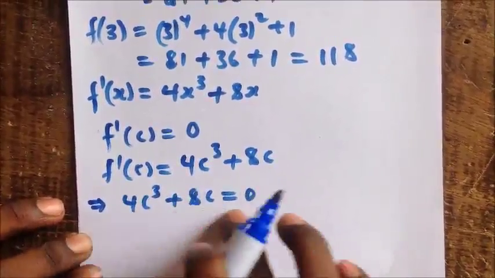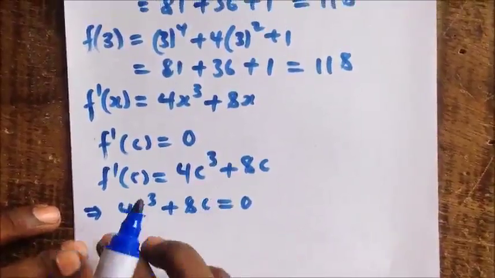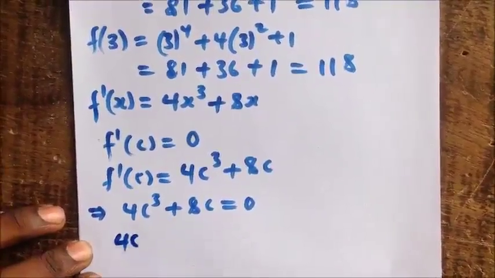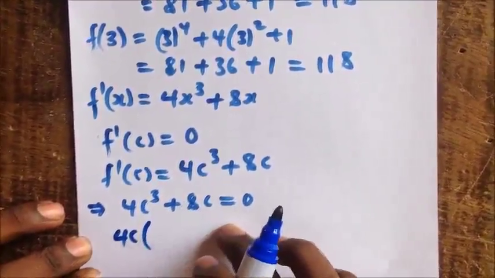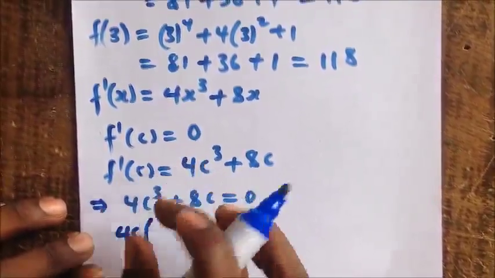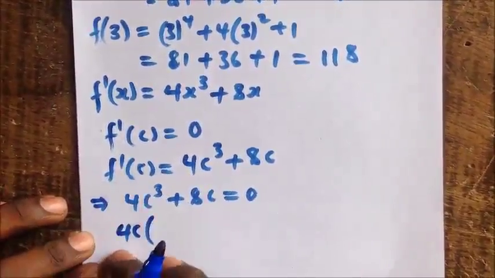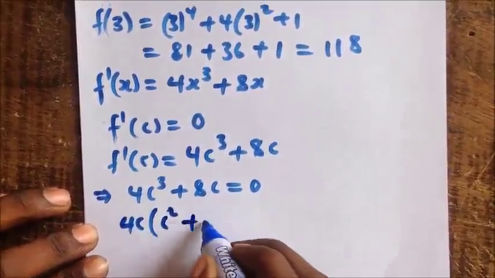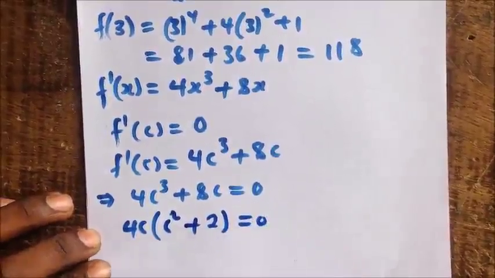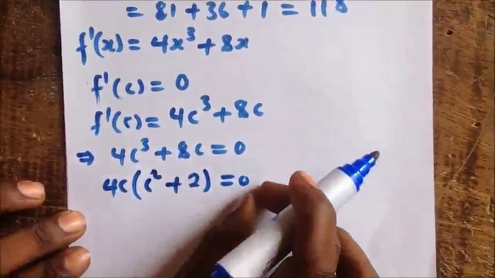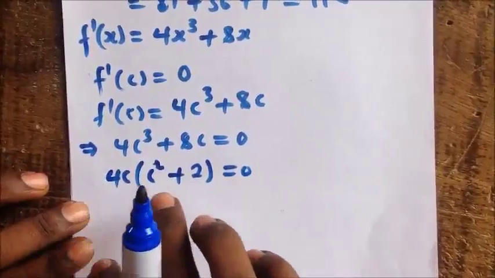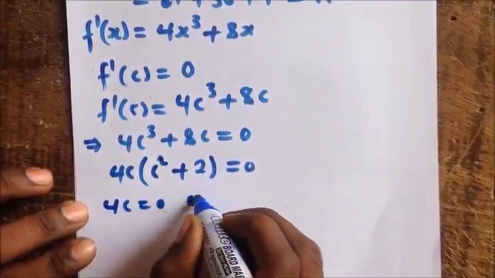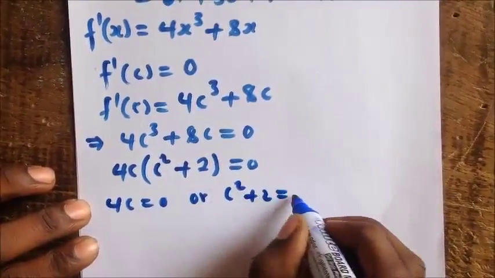So now we should look for the common factor between this term and this term. 4 is common. Then c is here, c is here. There again, c is common. Then open the bracket. To get the term in the bracket, we should divide the previous term by the common factor. So 4c cubed divided by 4c is c squared. Then plus 8c divided by 4c is plus 2, equal to 0. This multiplied by this is equal to 0. This implies either this is equal to 0 or this is equal to 0. So therefore, 4c is equal to 0 or c squared plus 2 is equal to 0.